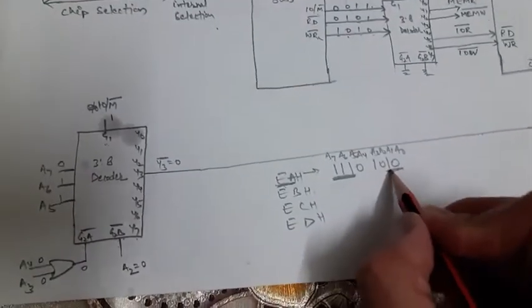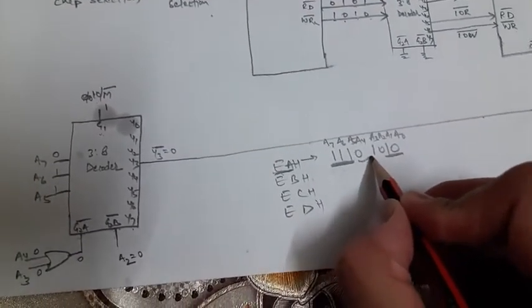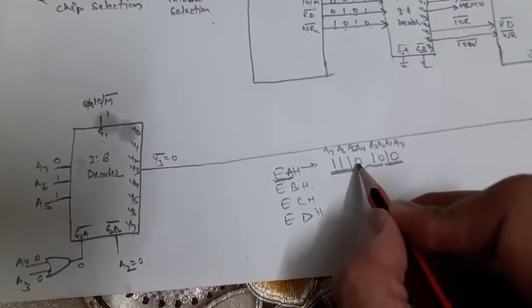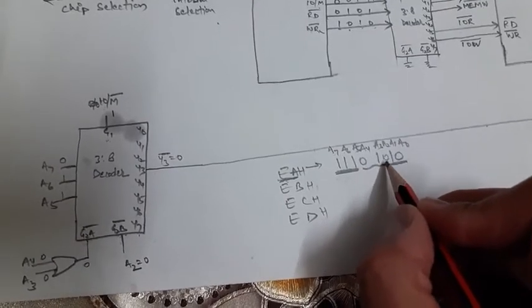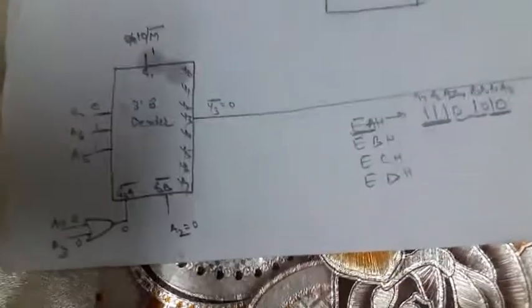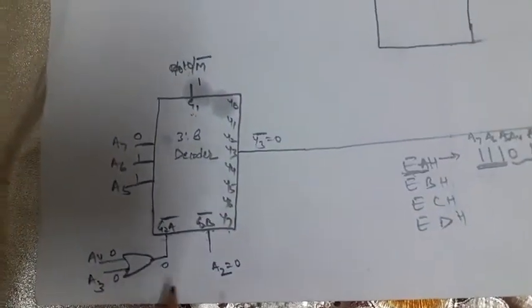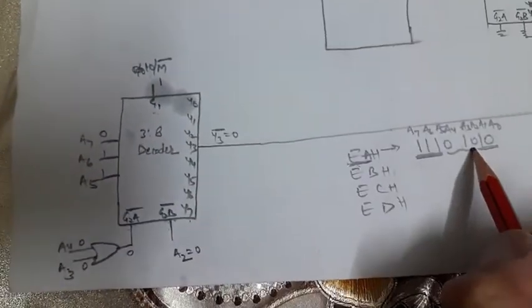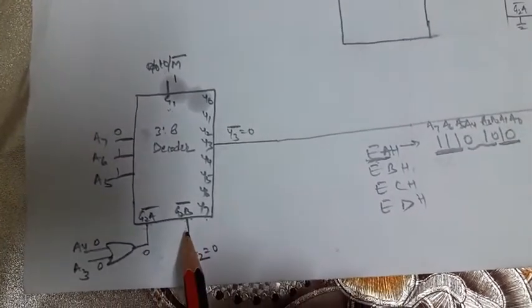Now these are for internal selection, so we take these three bits into account. The values of A4, A3 and A2 are 0 1 0. If you want to do this type of connection, then A2 has the value 0, so A2 will be connected directly.